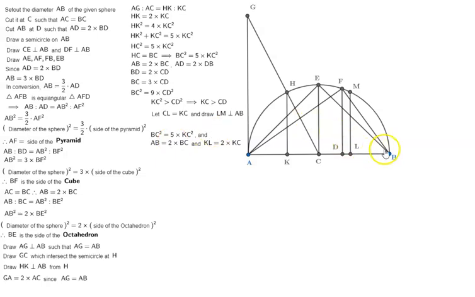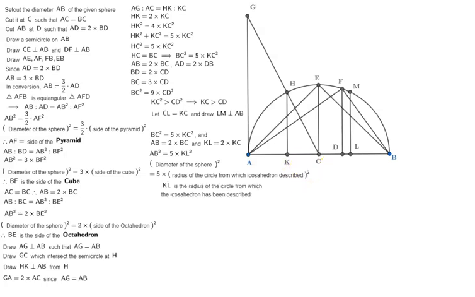BC square is equal to 5 times KC square and AB is equal to 2 times BC and KL is equal to 2 times KC. So which means AB square is equal to 5 times KL square. But we know that the diameter of the sphere square is equal to 5 times the square of the radius of the circle from which the icosahedron was described. So KL is the radius of the circle from which the icosahedron has been described.